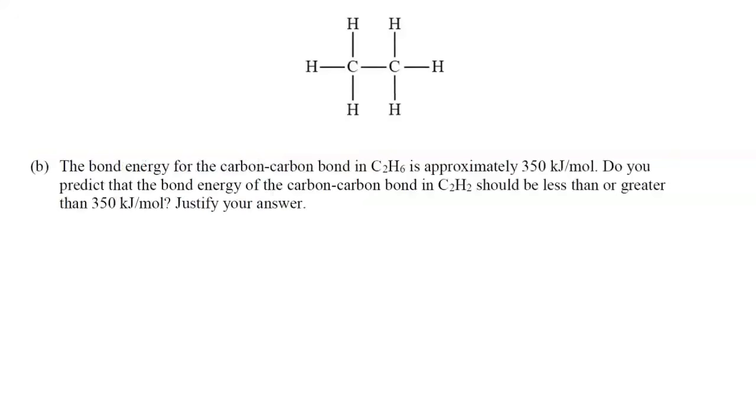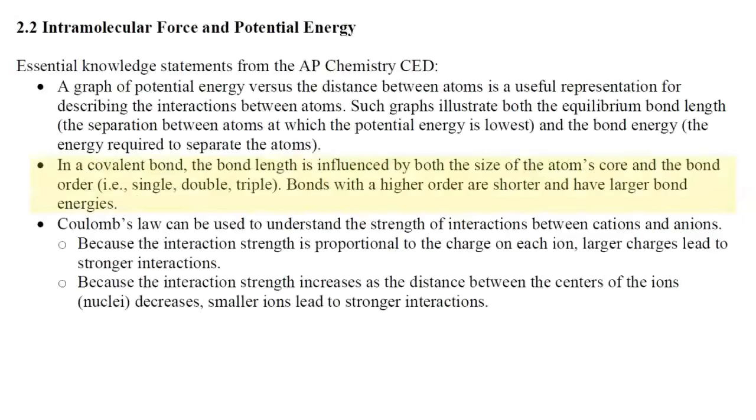Part B, the bond energy for the carbon-carbon bond in C2H6, which as we can see is a single bond, is approximately 350 kilojoules per mole. Do you predict that the bond energy of the carbon-carbon bond in C2H2, which we just discovered was a triple bond, should be less than or greater than 350 kilojoules per mole? Justify your answer.